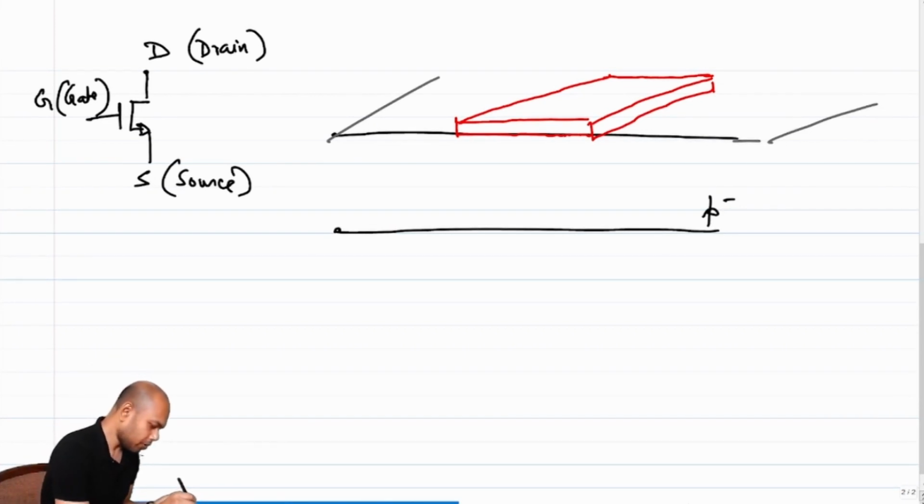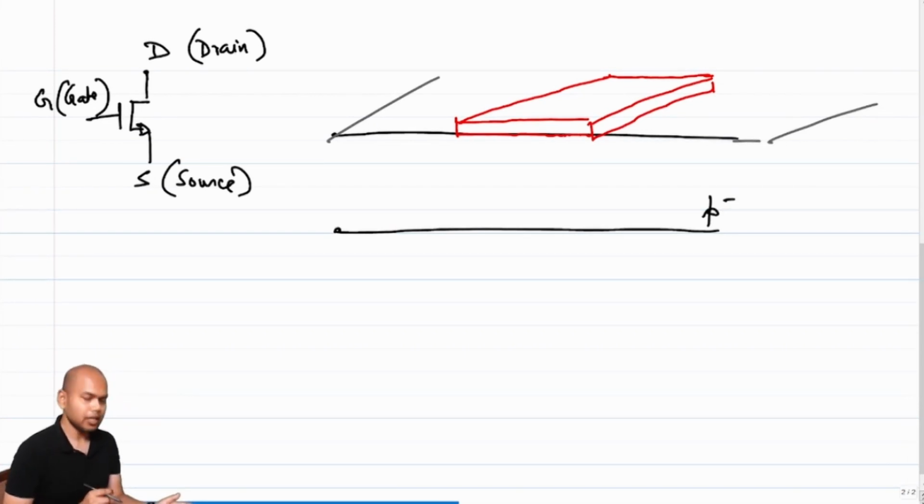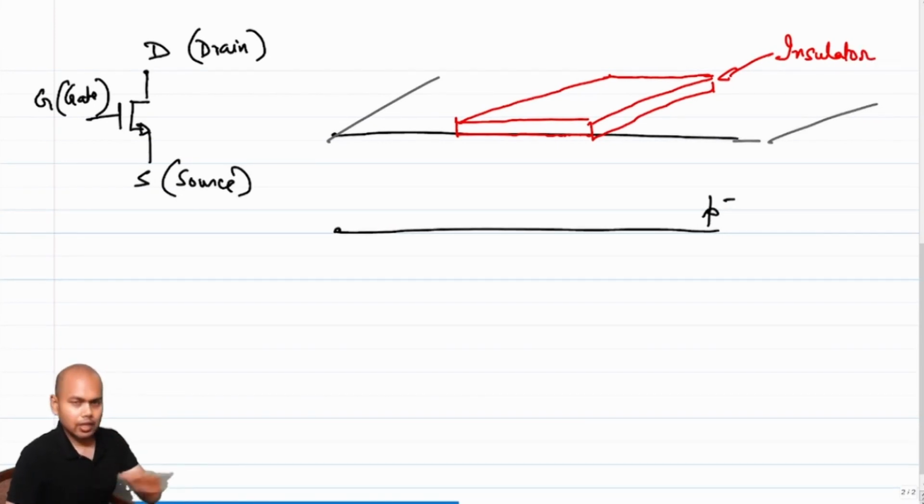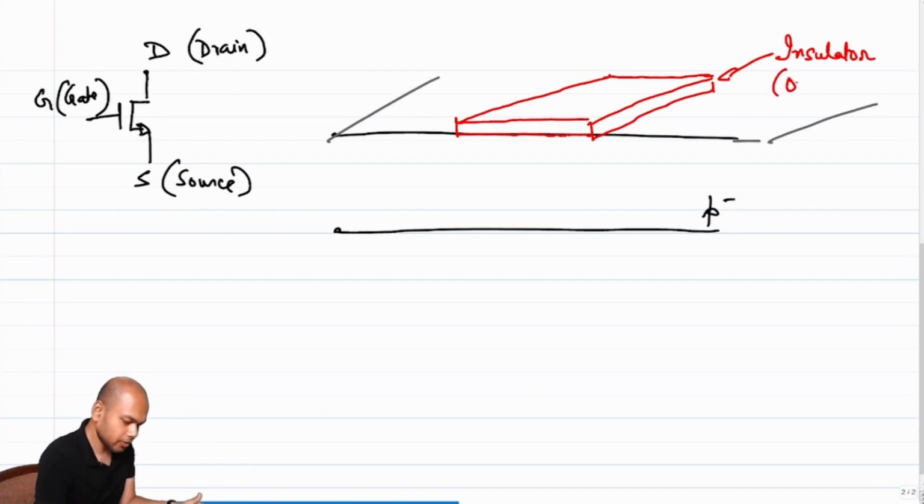So on top of this, we deposit an insulator, right? So this is an insulator, and as it turns out, in a silicon wafer, the best insulator that we can make is silicon dioxide. So if we oxidize the silicon, we automatically get silicon dioxide, and that is one of the best insulators that we can make on a silicon wafer. So often this is called an oxide.